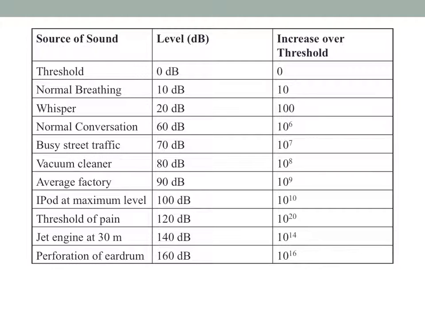A busy street is 70 decibels. Your iPod, or whatever you listen to your music on, at maximum level is 100 decibels. If you look along the right-hand side of this data table, you can see that it's increasing by a factor of 10. For every 10 decibels I go up, I'm increasing by a factor of 10. So if I go up from normal breathing to normal conversation, I've gone up 100 times. So 10 times 10 times 10. That's how much louder it is.